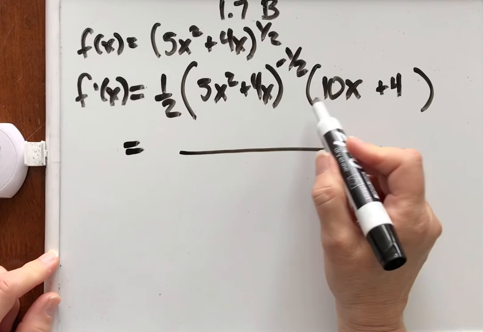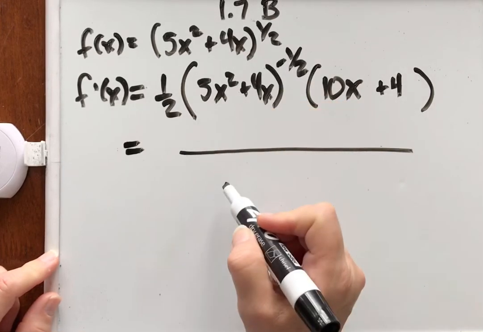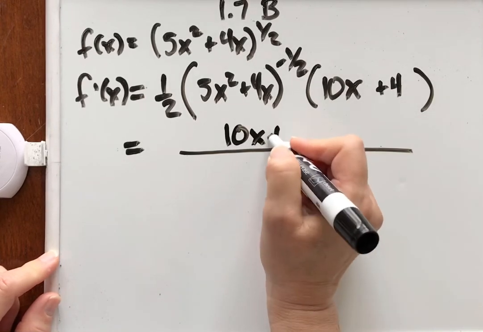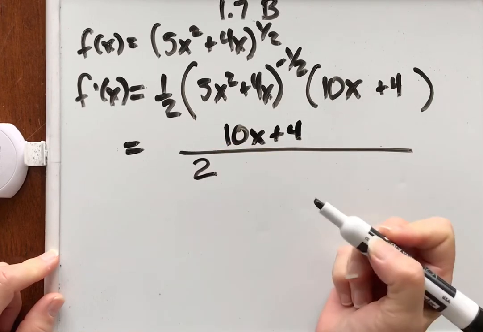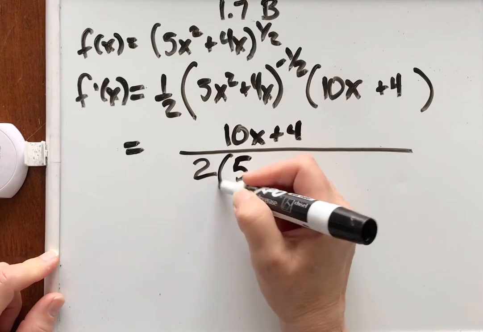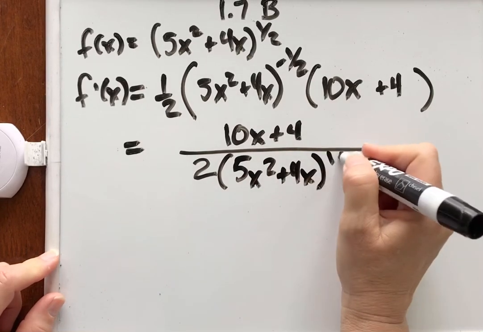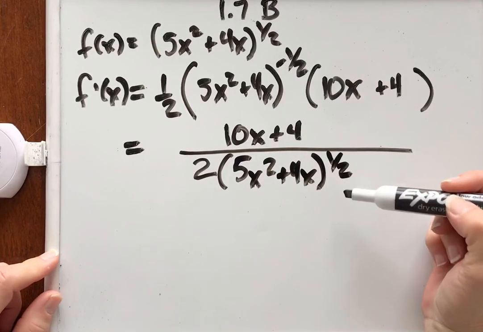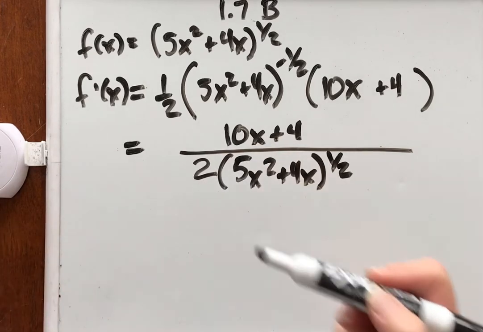This stays on the top. This is on the bottom. This negative brings this to the bottom. This stays on the top. So I'm going to put that on the top. All right. So we're going to bring the 2 on the bottom. We're going to bring all this down here: 5x squared plus 4x. And we change the sign. If it's negative here, we bring it to the denominator, we change the sign. This is already in the denominator.